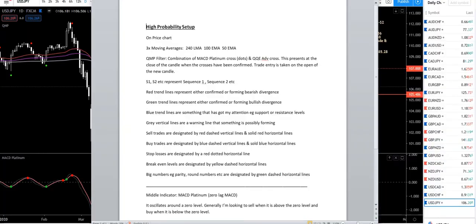Let's go back to the notes so you can have a read of them if you wish. Now you've seen all the different colours and what they all mean, or you can take a screenshot. Like I say, the spreadsheet is shared, so you've got access to that. Just look in the description of the video.